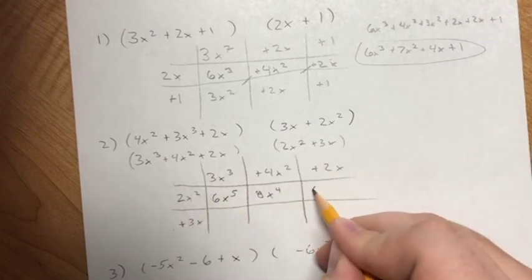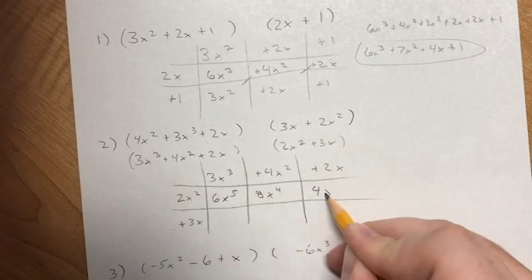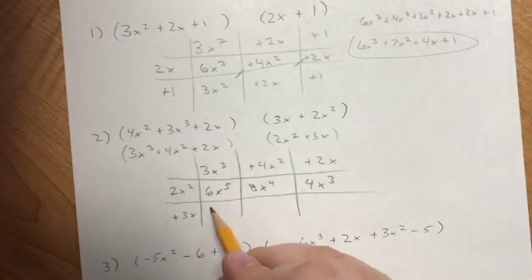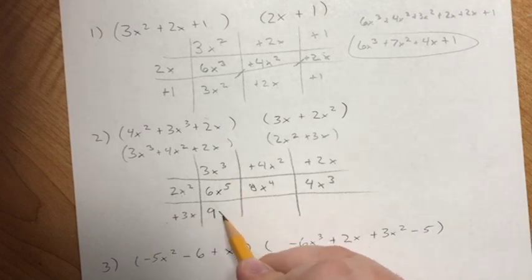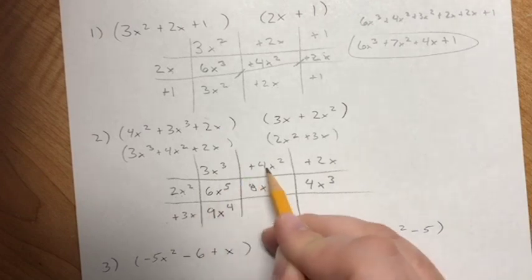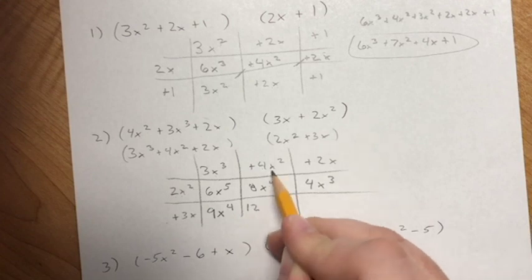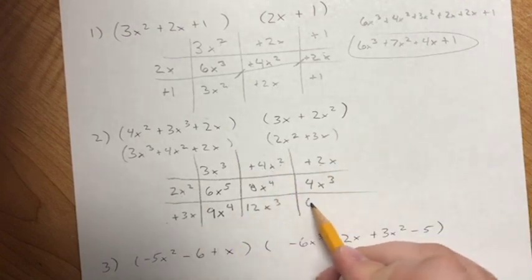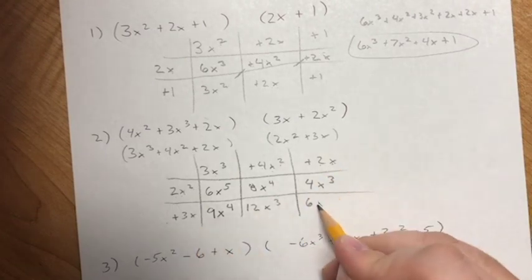2 times 2 is 4. x times x squared is x to the third. All right, 3 times 3 is 9. x times x to the third is x to the fourth. 4 times 3 is 12. x squared times x is x to the third. 2 times 3 is 6. And x times x is x squared.